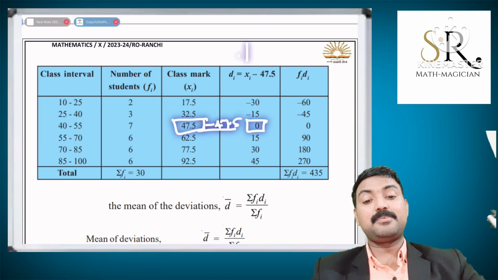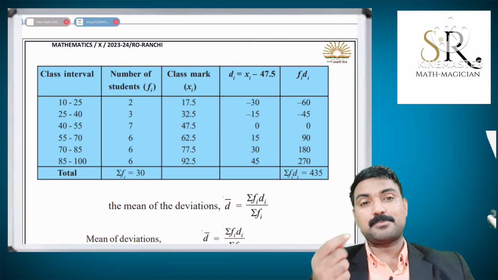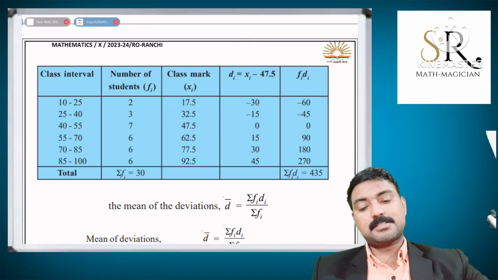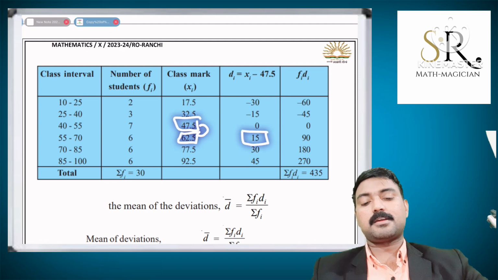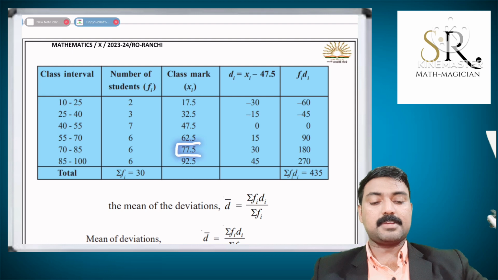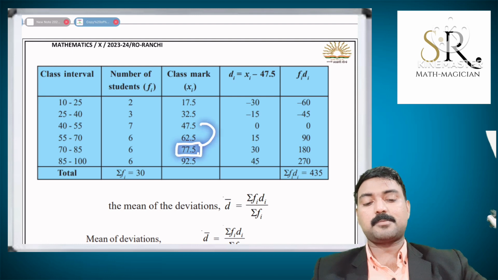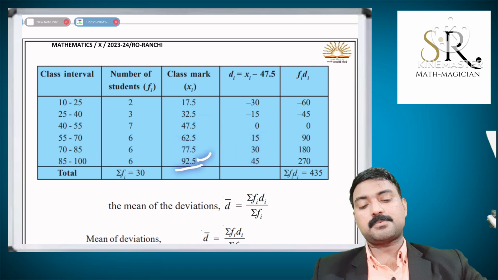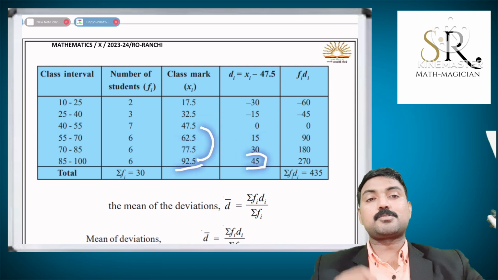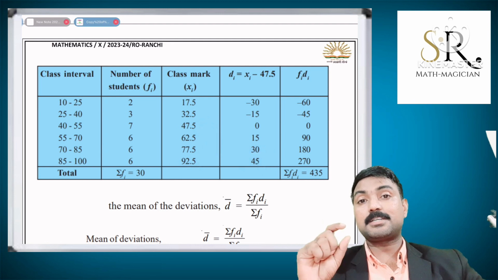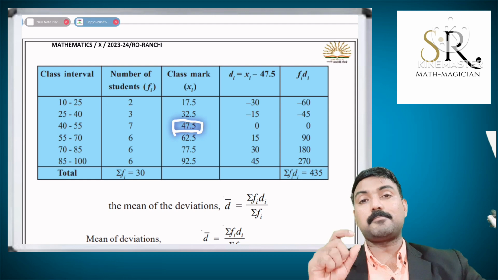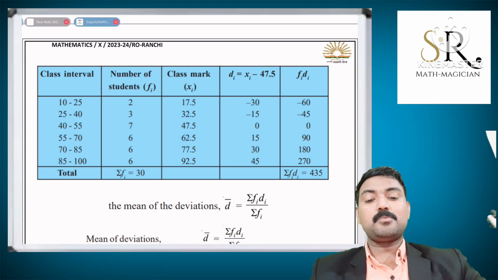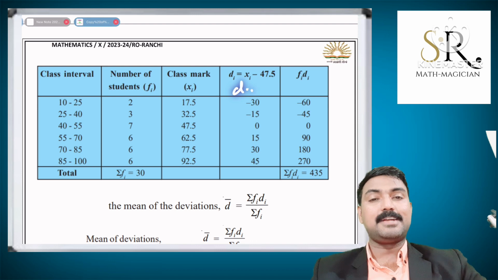This is known as a deviation. So what deviation? Deviation from the assumed mean. The next one, 62.5 minus 47.5, we get 15. Similarly, the next number, 77.5 minus 47.5, we get 30. Similarly, 92.5 minus 47.5 we get 45. So we found the deviation from the assumed mean. The assumed mean is at the middle. From the middle we can select one of the numbers as the assumed mean. Now we got D. These values are known as D.